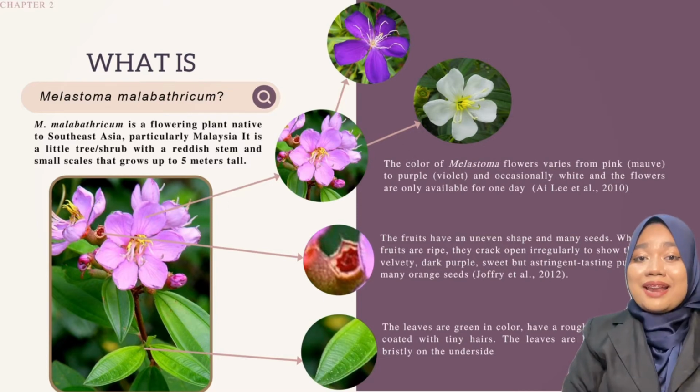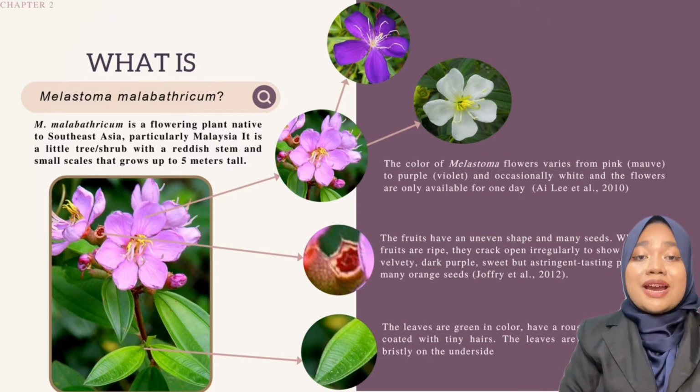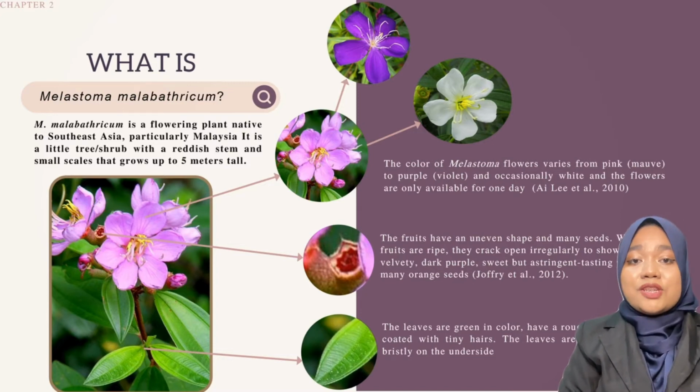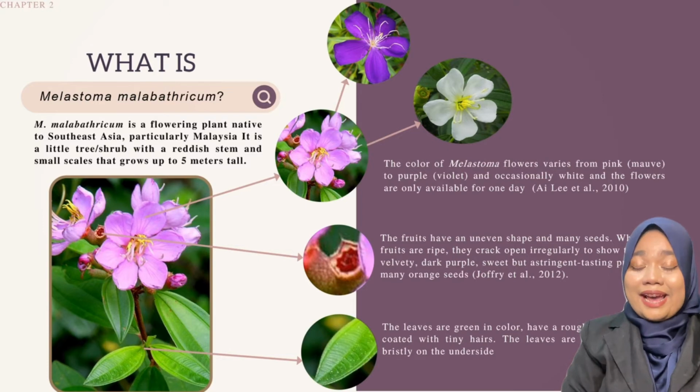The fruits have an uneven shape and many seeds. When the fruits are ripe, they crack open irregularly to show the velvety, dark purple, sweet but astringent tasting pulp and many orange seeds. The leaves are green in color, have a rough texture, and are coated with tiny hairs. The leaves are large-shaped and bristly on the underside.